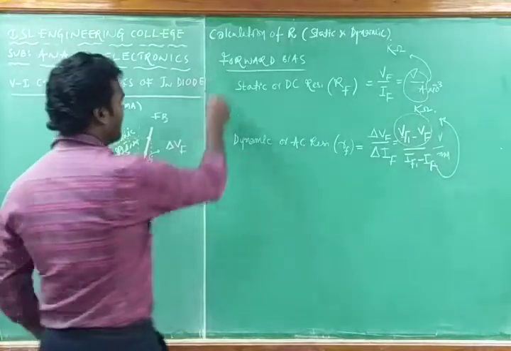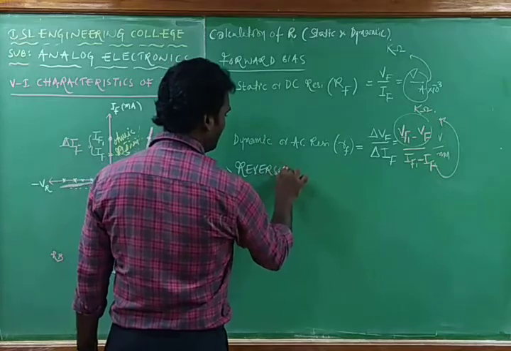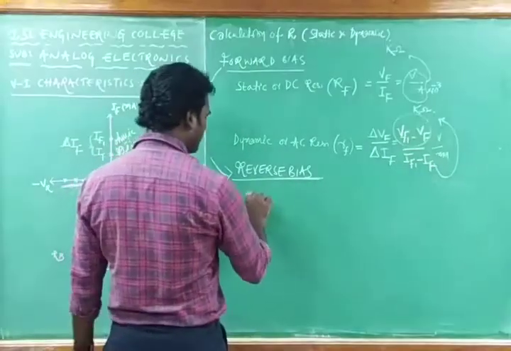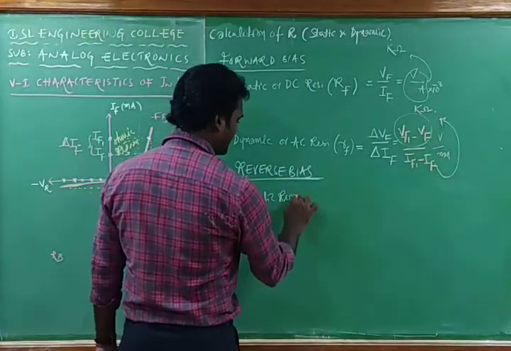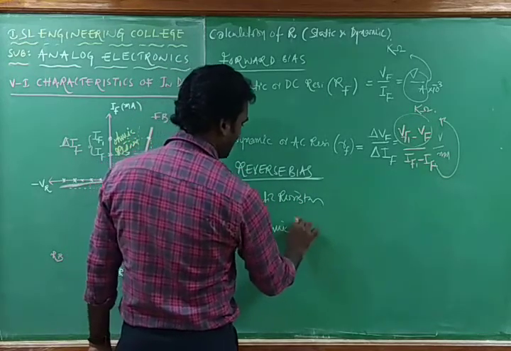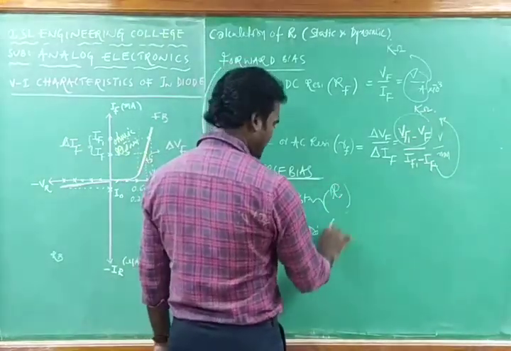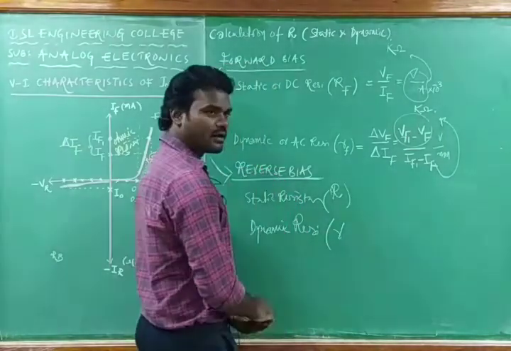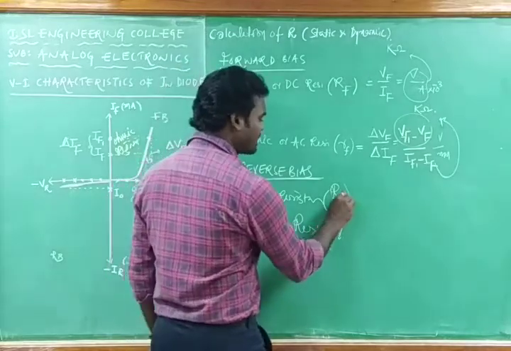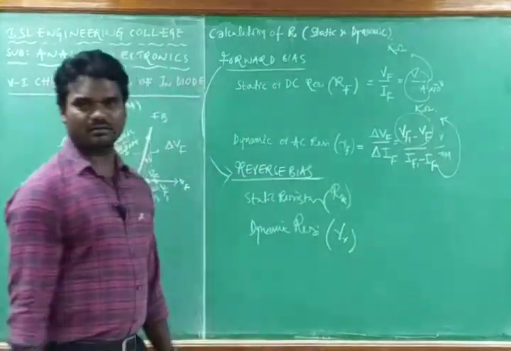Now we have to define the same resistances in reverse bias also. What are the resistances we have to define? Static resistance is the first one, and the next one is dynamic resistance. We know that static resistance is represented with capital R and dynamic resistance with small r. In reverse bias, the static resistance is capital RR, and the dynamic resistance in reverse bias is small rR.